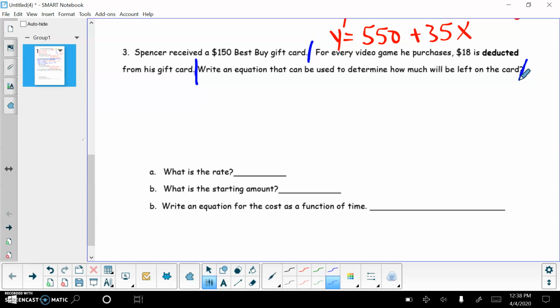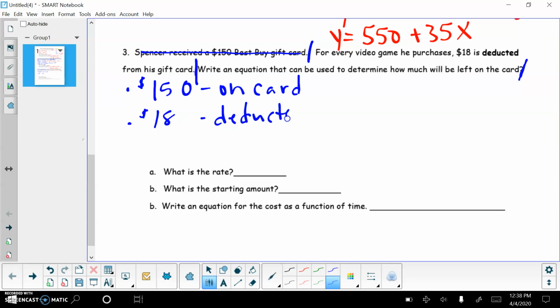So Spencer received a $150 Best Buy gift card. That's got the important information that it's $150, and that's what was on the card. Second, for every video game he purchases, $18 is deducted from the gift card. That's important. So I'm going to write down the $18, and I'm going to write down deducted for every video game.